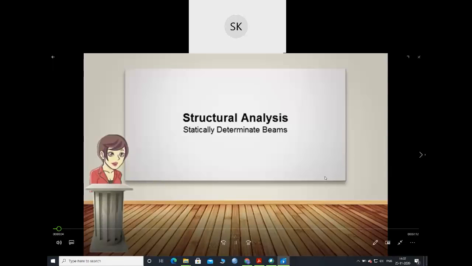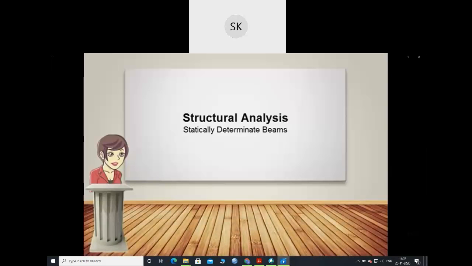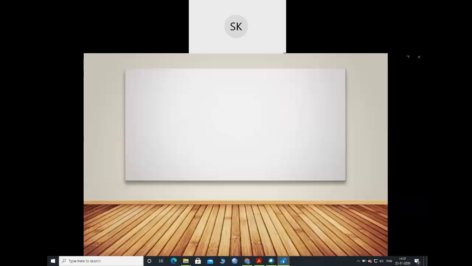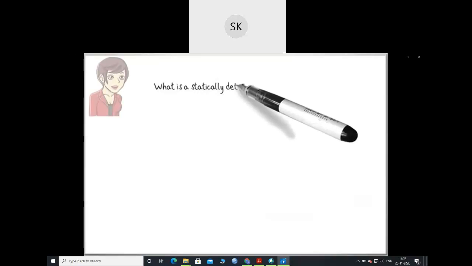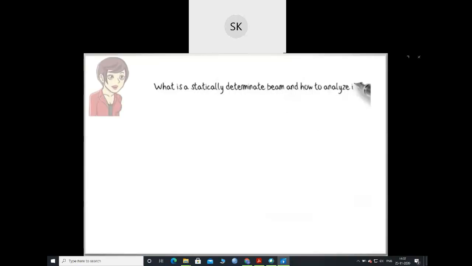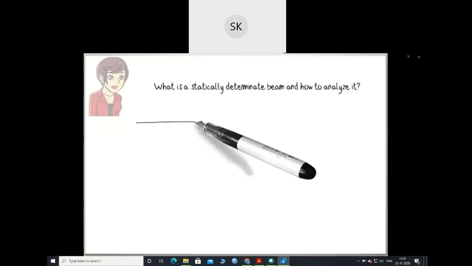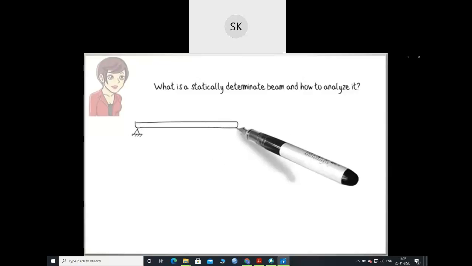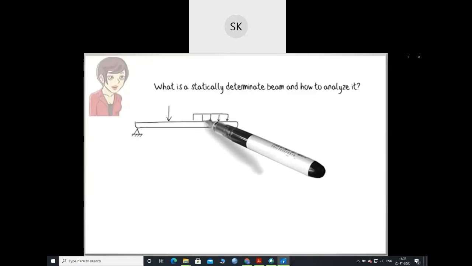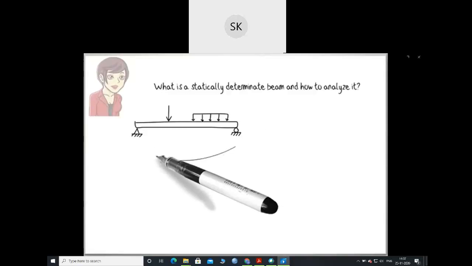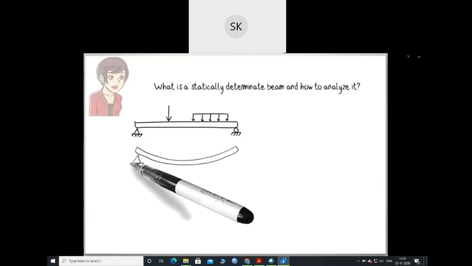Structural analysis. Statically determinate beams. In this lecture, we are going to answer two questions. What is a statically determinate beam and how to analyze it? A beam is a properly supported structural member capable of carrying loads that are perpendicular to its longitudinal axis. Such a member is called a beam because the loads cause it to bend, like this.